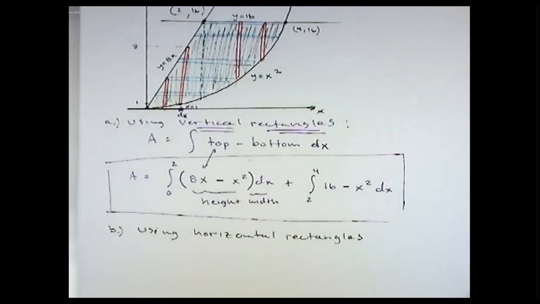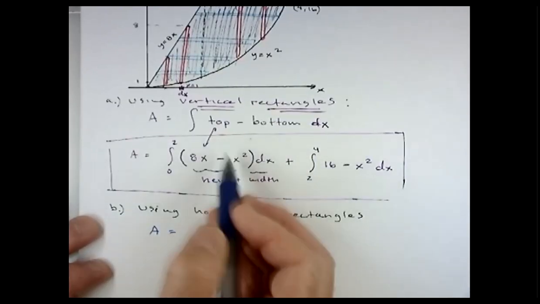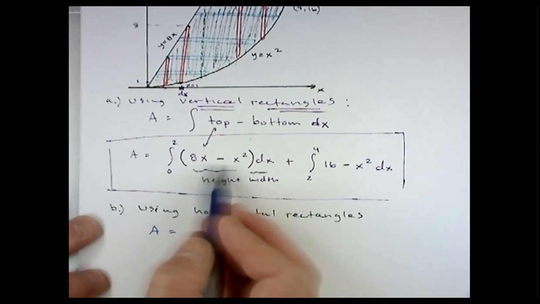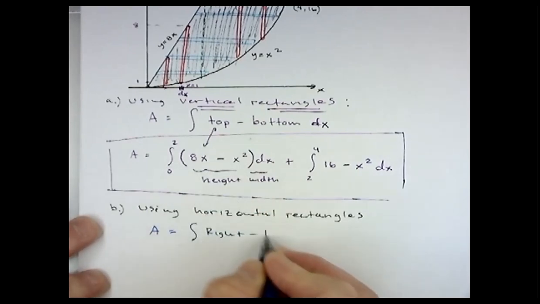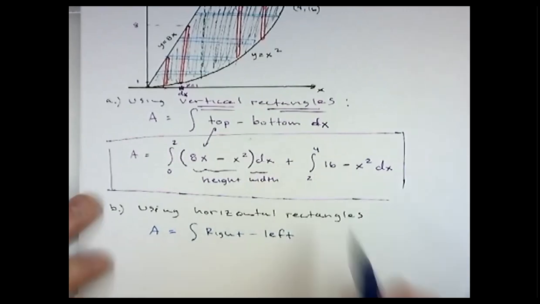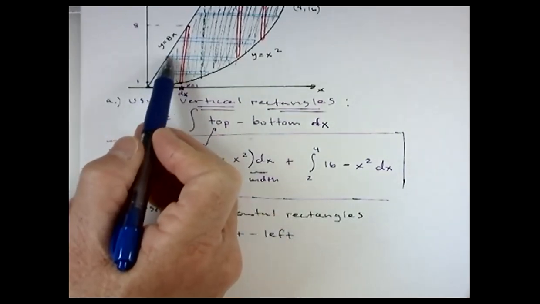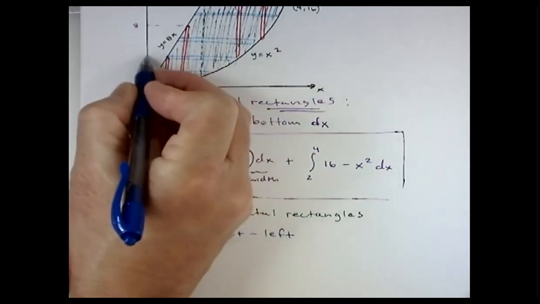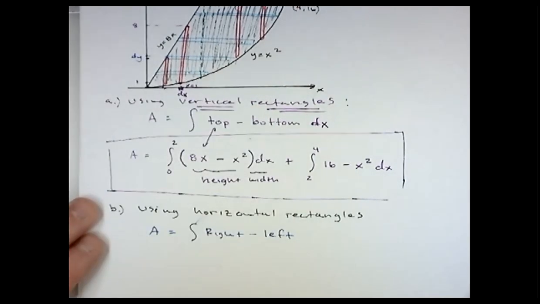And if we do horizontal rectangles, then to find the length of one of those rectangles, we're going to do right minus left. And the other big change is that the thickness of those rectangles, the width we have to incorporate, is now a little tiny increment of y. So we're going to call that dy.